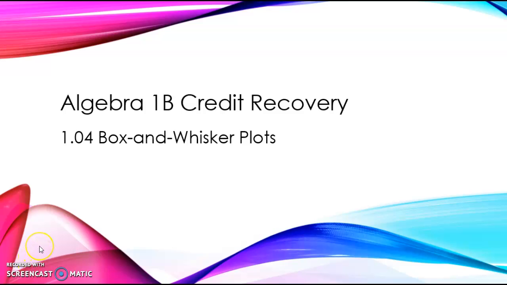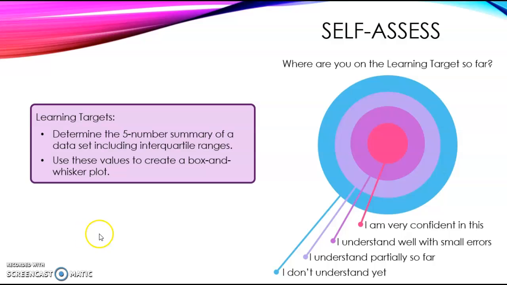Hey students, I'm going to be going over box and whisker plots today, also known as the 5-number summary. So the learning targets for today are determining the 5-number summary of a data set, including interquartile ranges, and we'll use these value points to create a box and whisker plot. And so I'll have you assess yourself on these learning targets at this time.